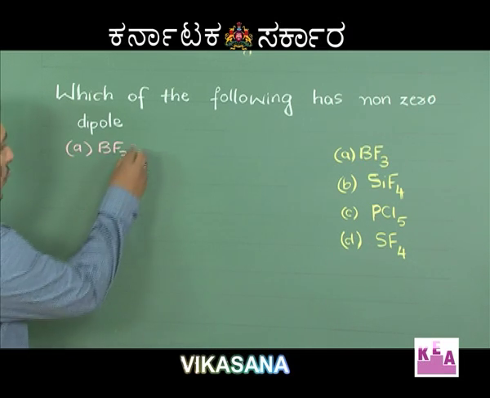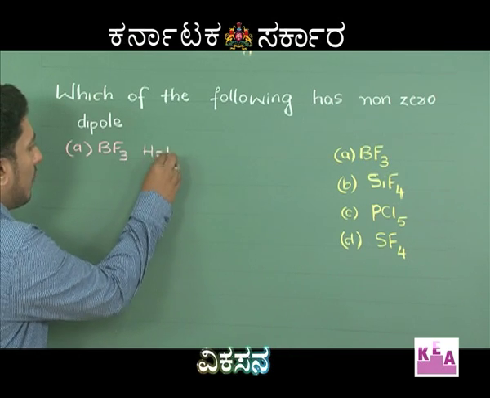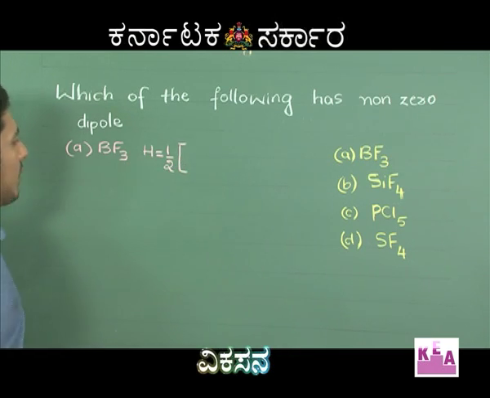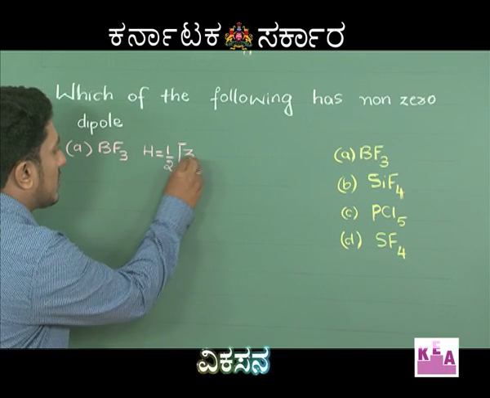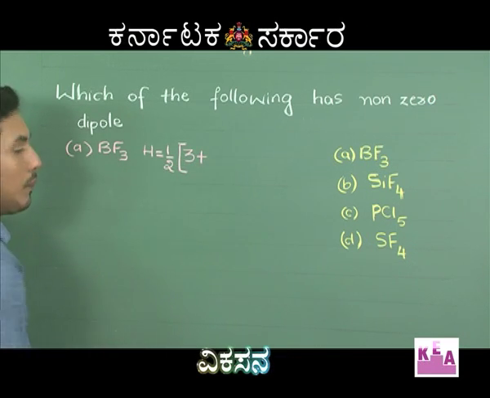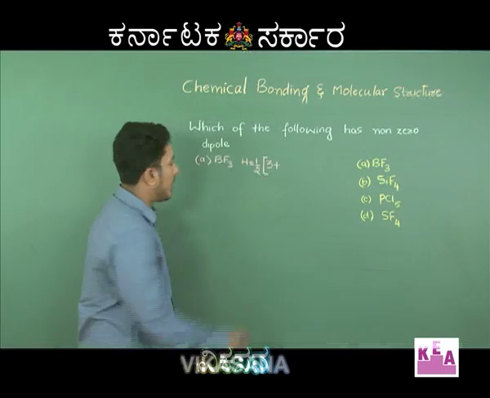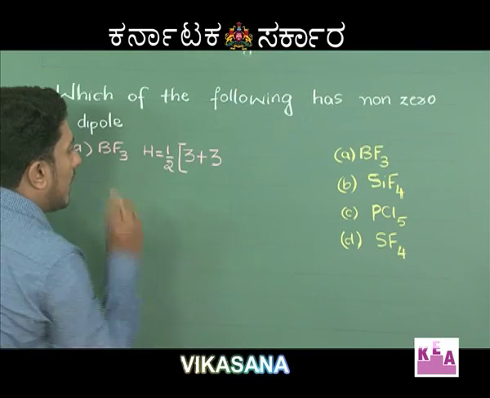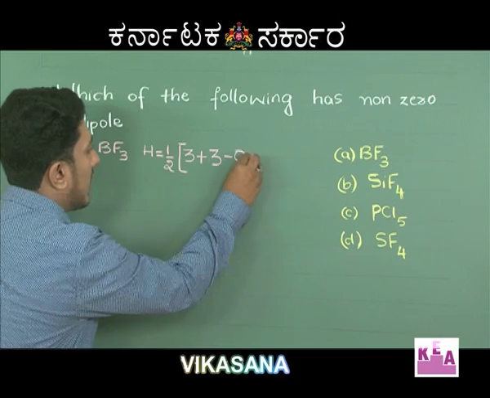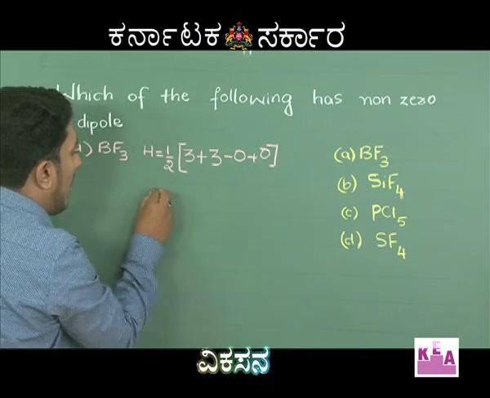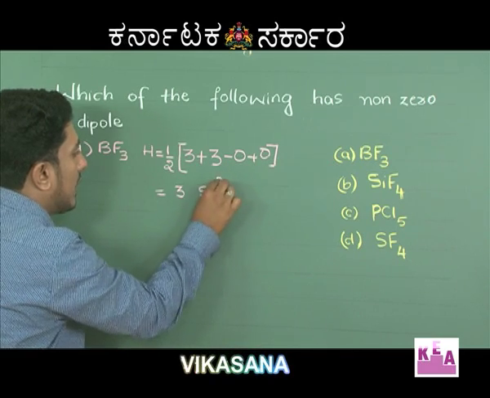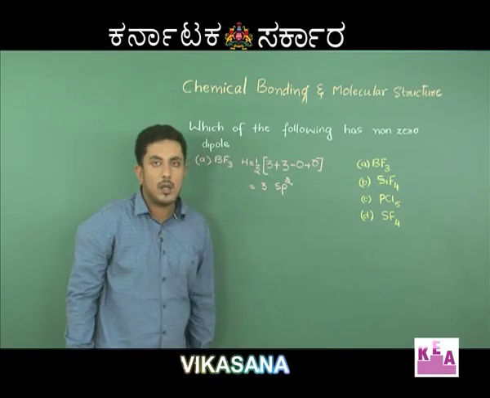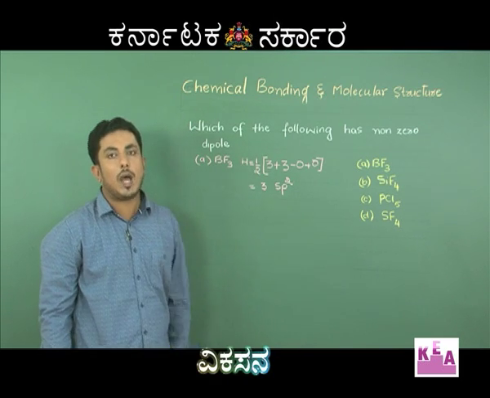To predict the shape, first we need to find the hybridization, which we have discussed. Hybridization is given by the formula: half of the valence electrons present on boron. Boron's atomic number is 5, hence it contains 3 valence electrons, plus the number of monovalent atoms that are linked. Fluorine is a monovalent atom, so 3 monovalent atoms are linked, plus 3. It does not carry any charge, so plus 0 minus 0, so the value will be equal to 3. A value equal to 3 indicates the hybridization is sp2, so boron contains 3 sp2 hybrid orbitals.